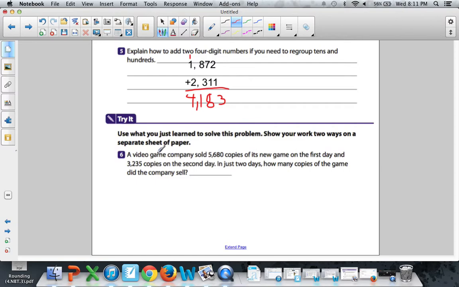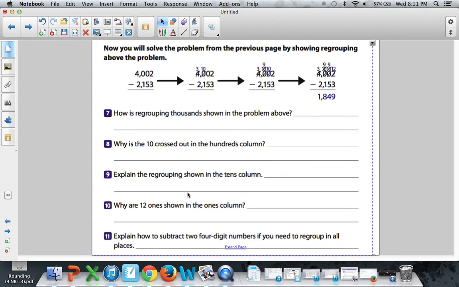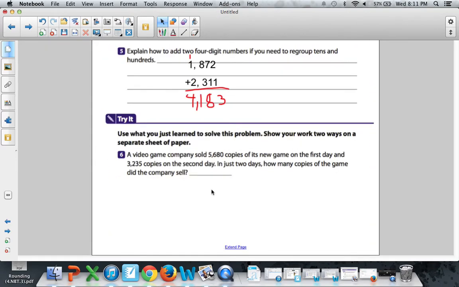Let's look at these problems right here. A video game company sold 5,680 copies of its new game on the first day, and 3,235 copies on the second day. In just 2 days, how many copies of the game did the company sell? Well, that's not so bad. All we got to do is, sorry, I skipped a page. 5,680.